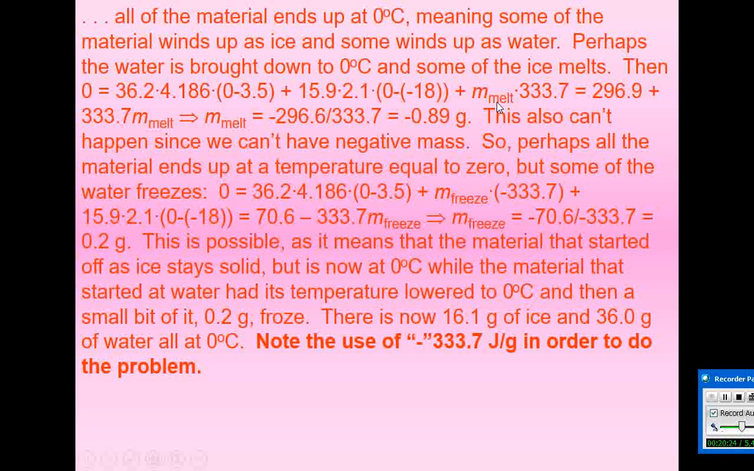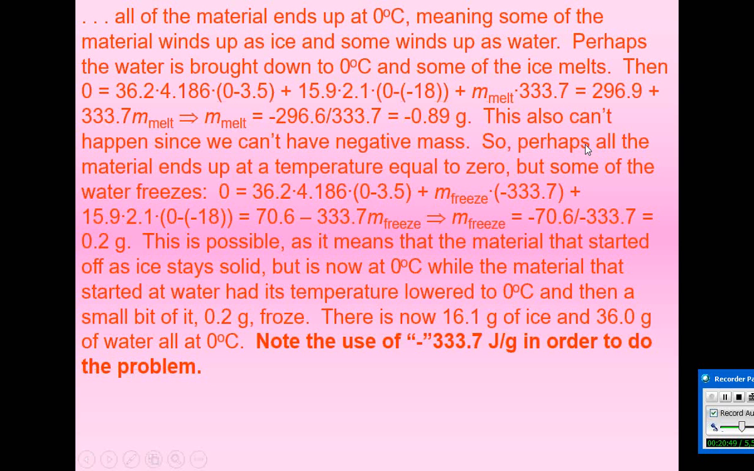Let's assume some of the ice melts. How much of that ice melts? Well, that's what we'll find. But we have to multiply it by the latent heat of 333.7. And we go through the numbers, and we find that the amount of ice that would have to melt is negative. That's a nonsense answer. Our guess is wrong. What about the other option?